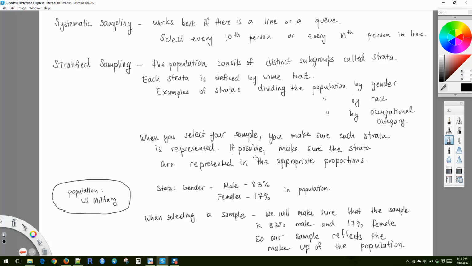Of course, that also requires that we know the proportions that exist in the population. Okay, so that's stratified sampling.